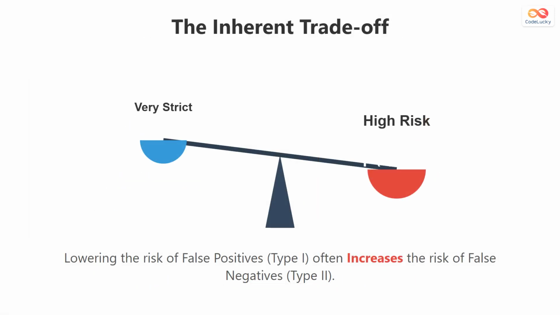It is important to remember the trade-off. Often, if you try to strictly reduce the risk of a false positive or type 1 error alpha by setting a very high bar for evidence, you inadvertently increase the risk of a false negative or type 2 error beta. It is a balancing act between being too strict and being too lenient.